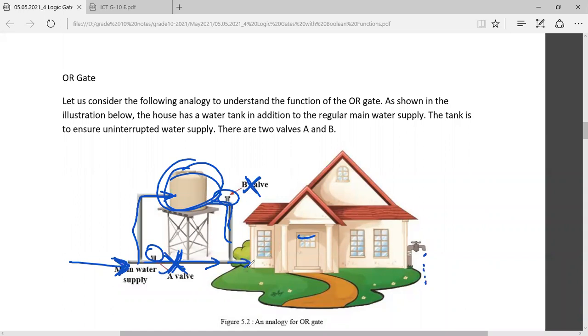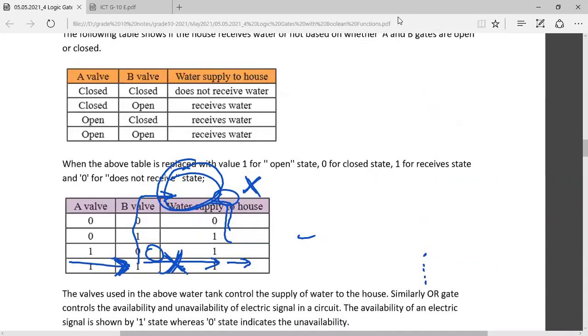Question: to ensure uninterrupted water supply through the OR gate. Yes. Okay, right. Now look here, what they have given.